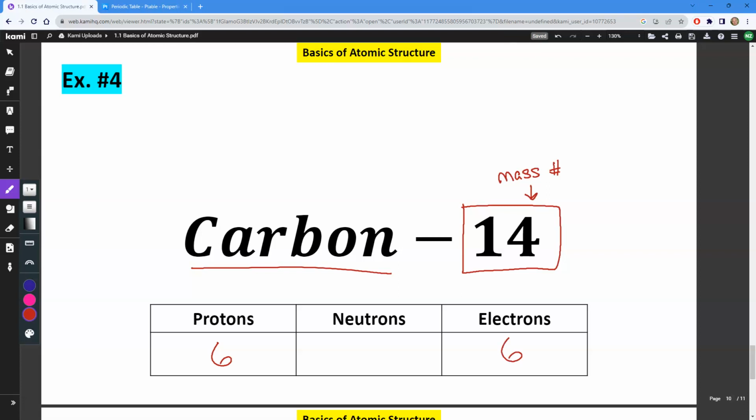Just like before, to get the neutrons, the mass number is equal to protons plus neutrons. So if our mass number is 14, we have 6 protons. To find the number of neutrons, we would subtract. So we'll end up with 8.